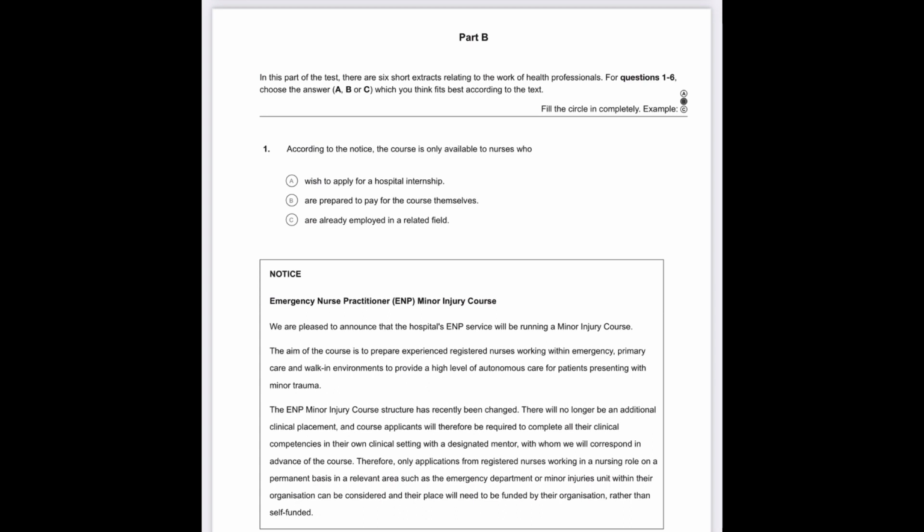Let's see. Option A does not look right. Option B also does not look right because it is clearly mentioned that it will be funded by the organization, not self-funded. So option C is automatically the correct answer because I have ruled out the other 2 options. Are already employed in a related field. That is the correct option, option C.